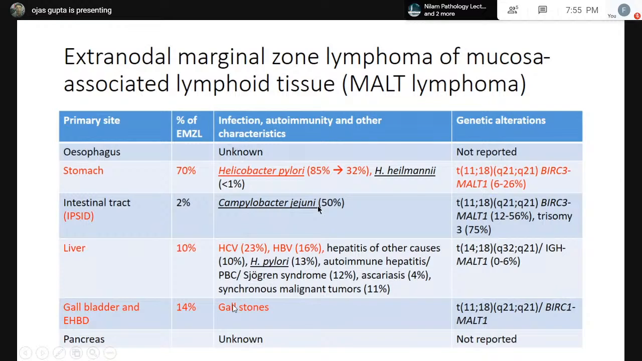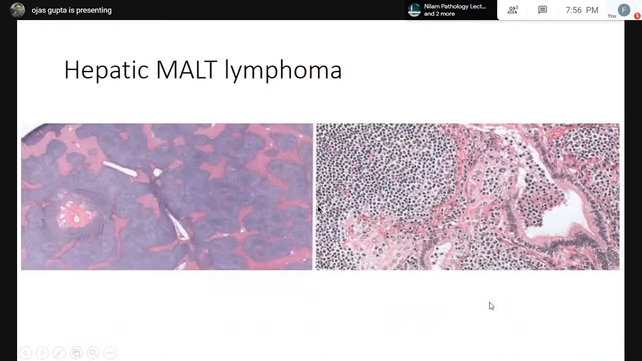Gallstone is responsible for Malt lymphomas in gallbladder and extrahepatic biliary disease with similar kind of translocation. So this is a figure of hepatic Malt lymphoma. We can see that there is a dense lymphoid infiltrate with portal and parenchymal involvement, and on a higher power view we can see the monotonous proliferation of centrocyte-like cells forming lymphoepithelial lesions with the bile duct epithelium.